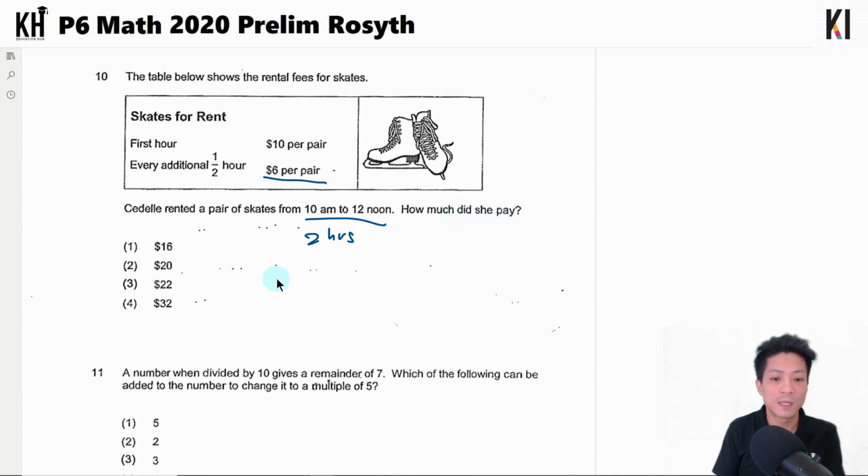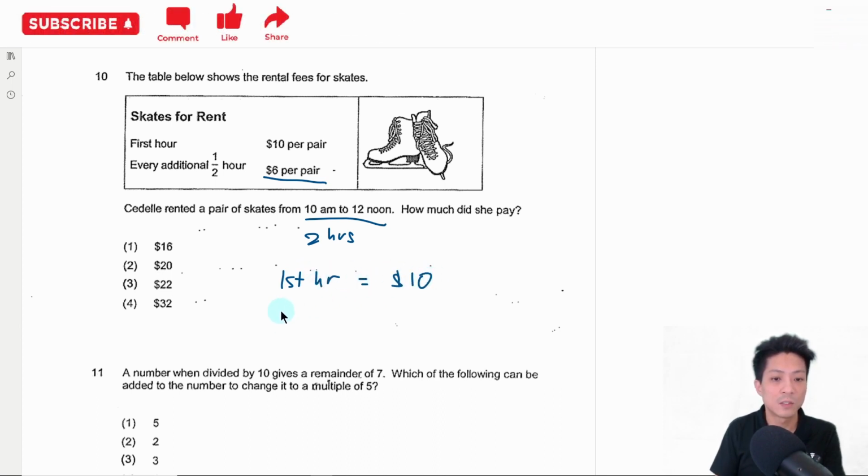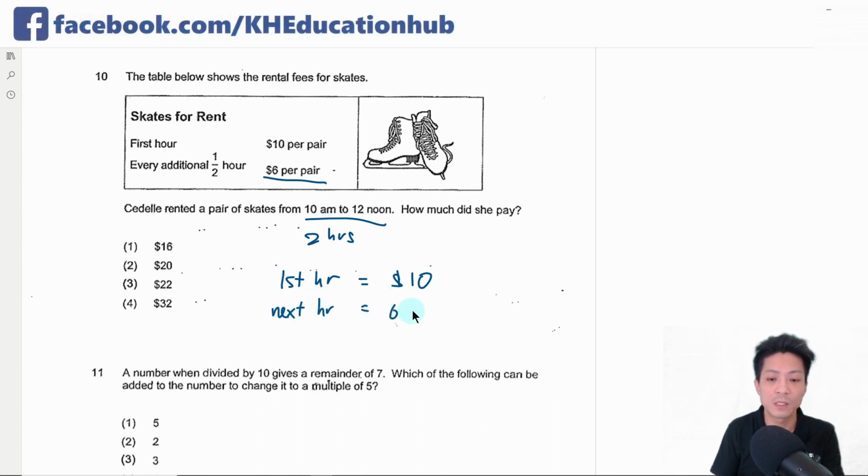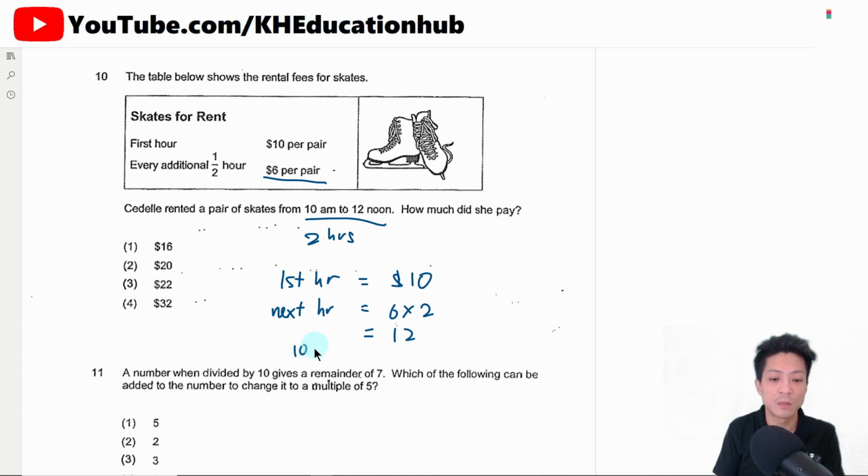So for the first hour, she needs to pay $10. For the next hour, because it's half an hour, $6, she needs to pay 6 times 2, which is $12. So 10 plus 12 is equal to 22. Answer is number 3.